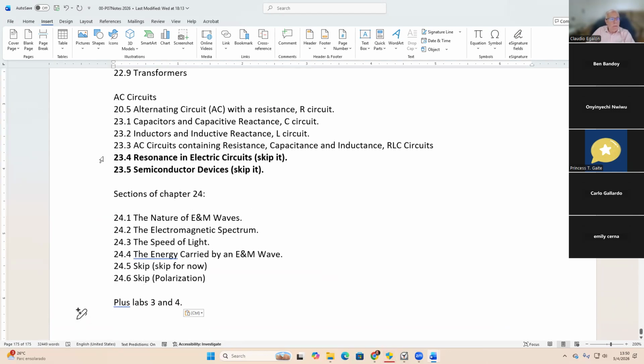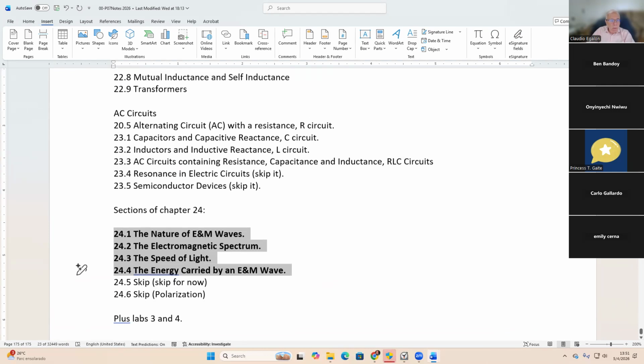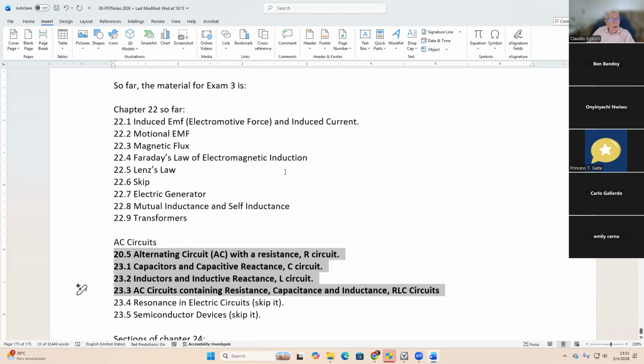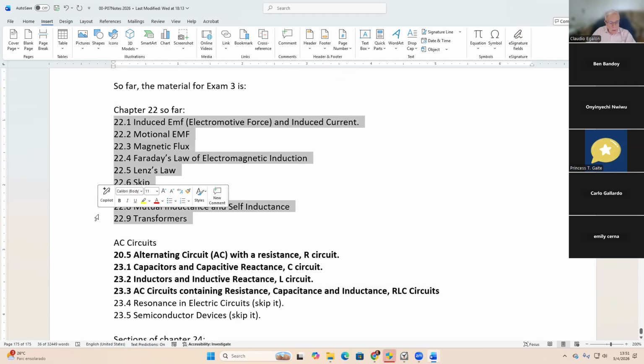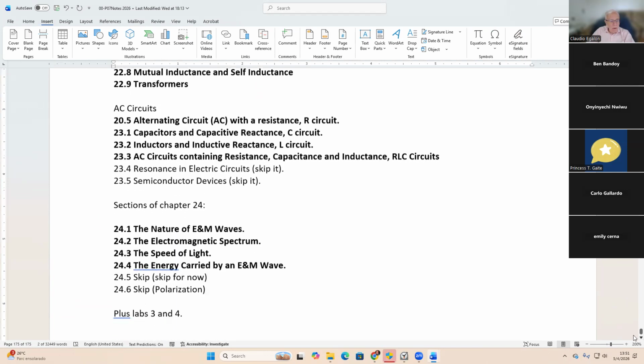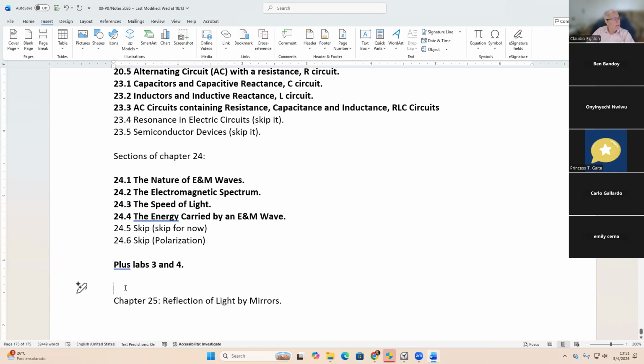Okay, we're skipping those. What is in? Let me put only those ones that are showing up next in boldface. Everything else is not in boldface. This one here, 22.6, we're skipping. And of course, we have to boldface the labs 3 and 4, right? Keep it consistent. Okay, so here you go.